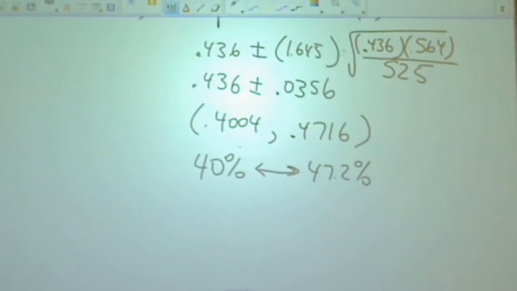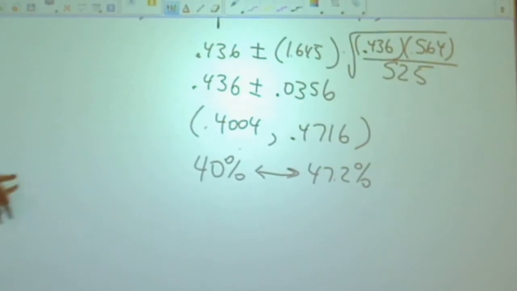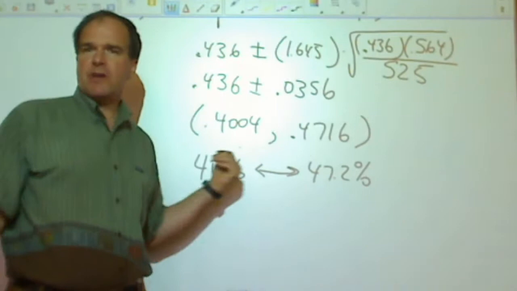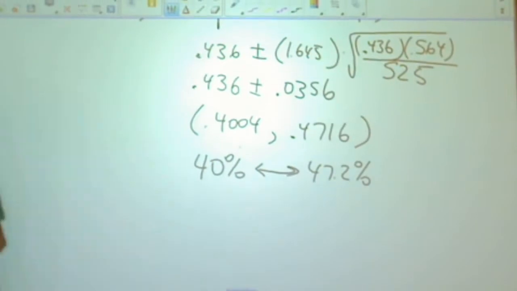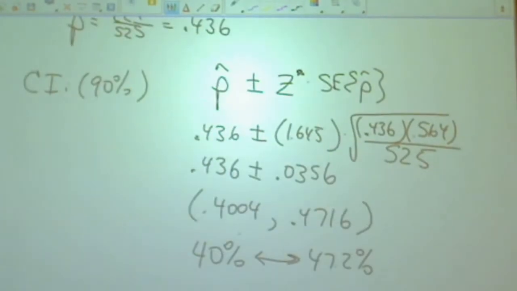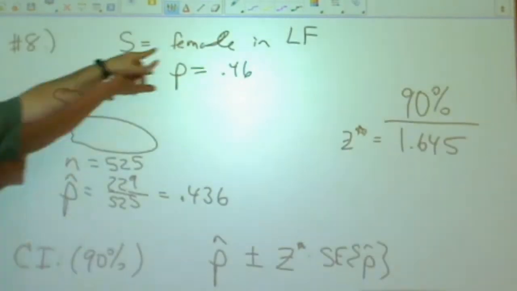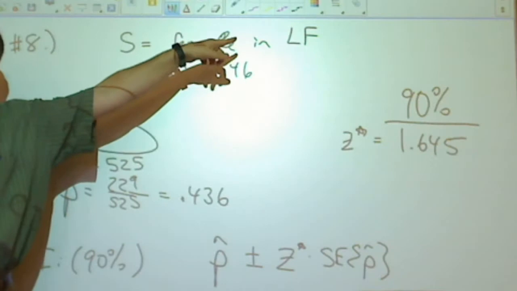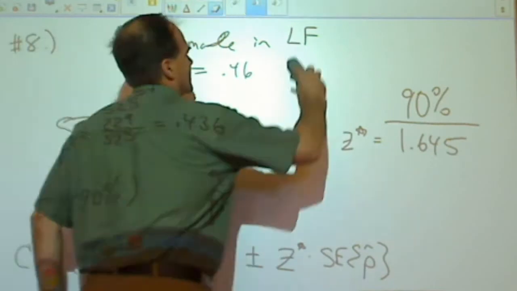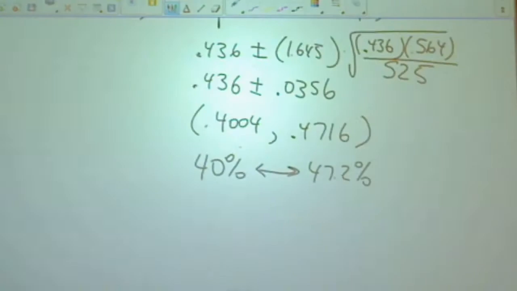Questions about that? That's a confidence interval. How would you write out the interpretation? You tell me. What does this mean? I always look at this: that's a percentage, it's a boundary. What's captured in that boundary? And then put it into words. We have 90% confidence the actual proportion is between 0.4004 and 0.4716, and we're talking about the percentage of females in the workforce.